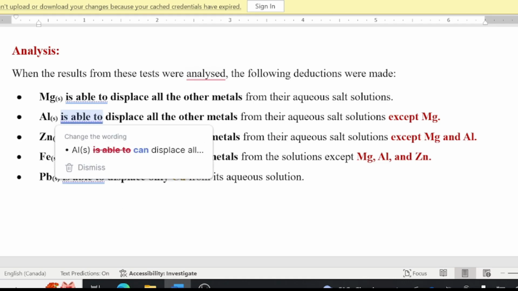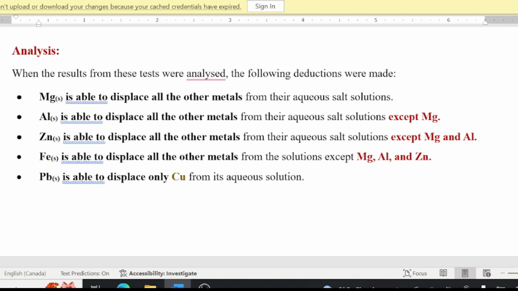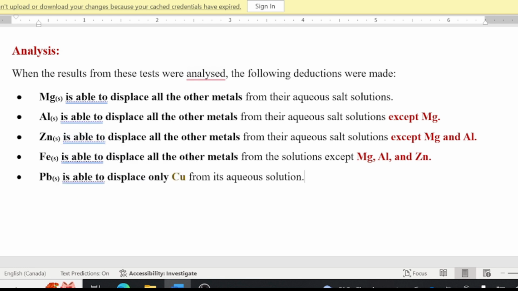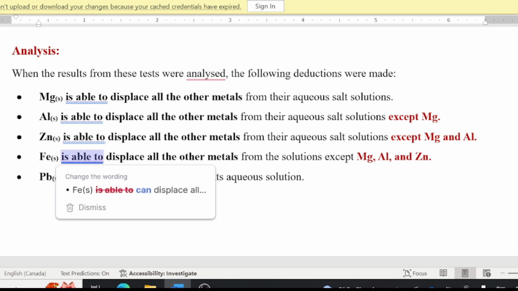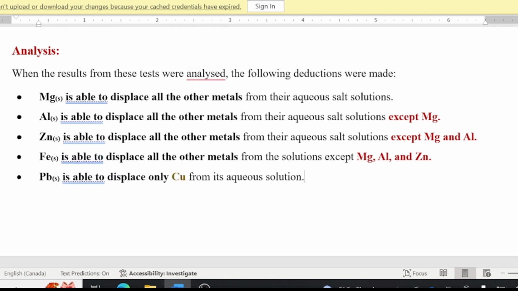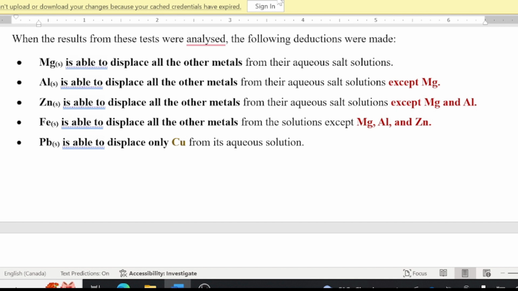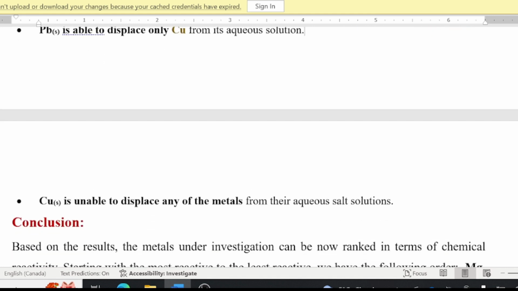Aluminum is able to displace all except magnesium. Zinc is able to displace all except these two here. Okay. Iron is able to displace a few of them except these, and copper was not able. So how would you rank these? I would say based on that, magnesium will be in front, followed by aluminum, followed by zinc, followed by iron, followed by lead. What did copper do? Copper was not able to displace anything.